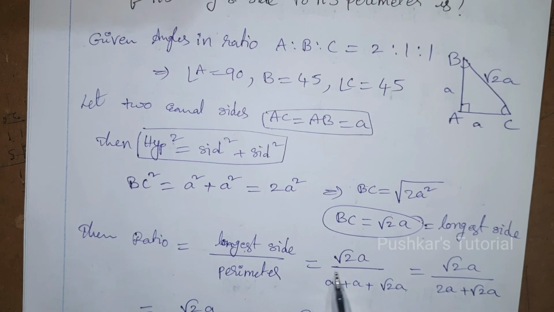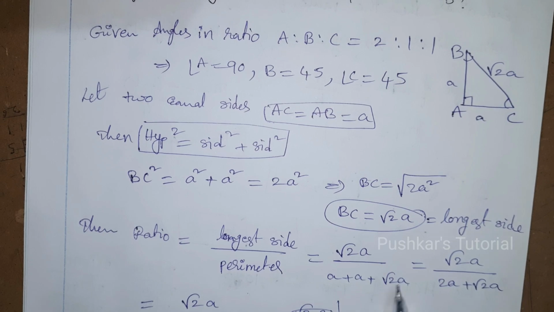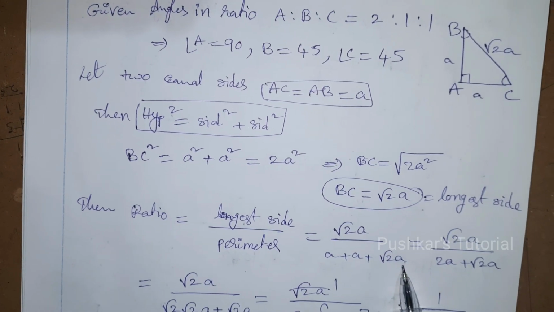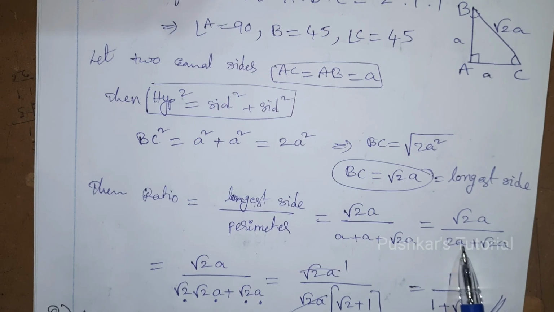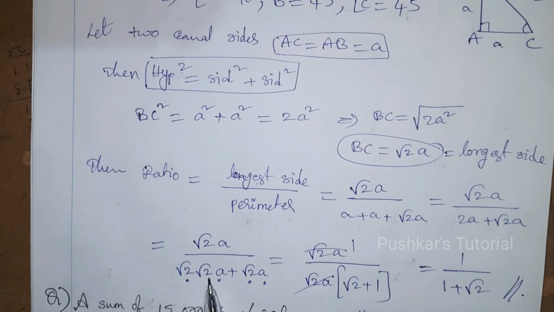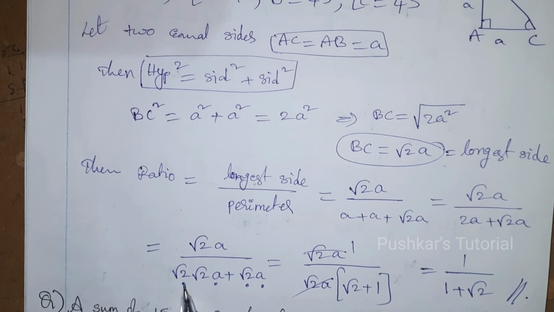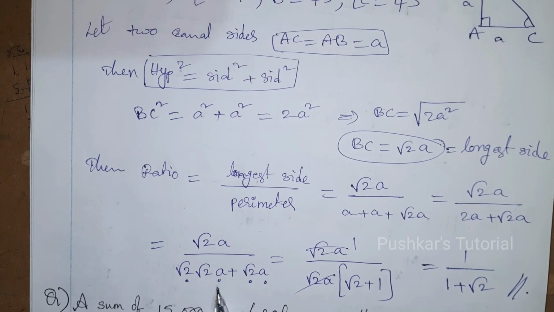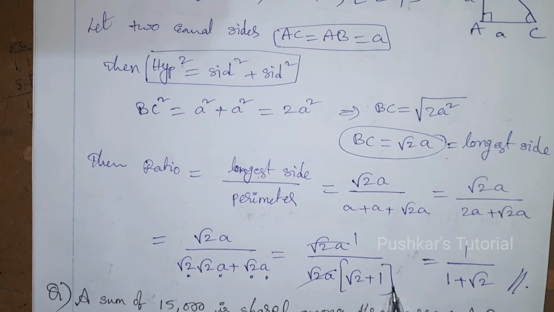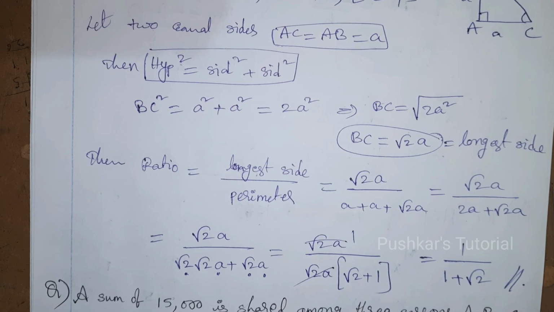What he asked is the ratio of the longest side to its perimeter. So I found the longest side is root 2a, and perimeter means sum of the sides. So 2 sides a plus a, and the longest side root 2a. So a plus a is 2a. Here 2 I am writing as root 2 into root 2. In the numerator root 2a is there, so in the denominator also I take common root 2 and a. What is left over? In the denominator only root 2, and in the numerator nothing, means 1. Cancellation. So the answer is 1 by 1 plus root 2.